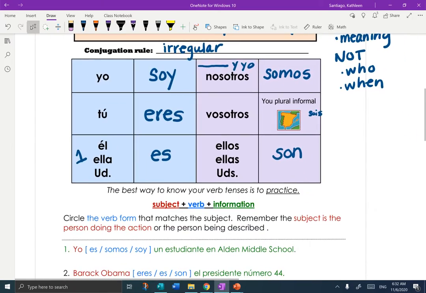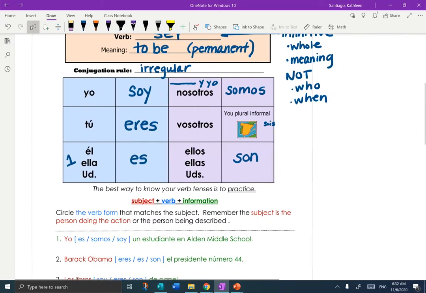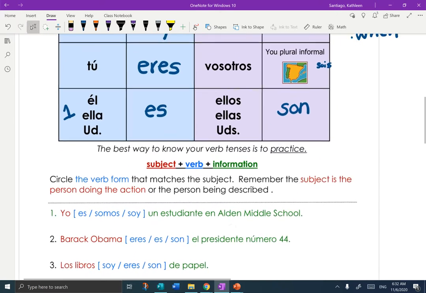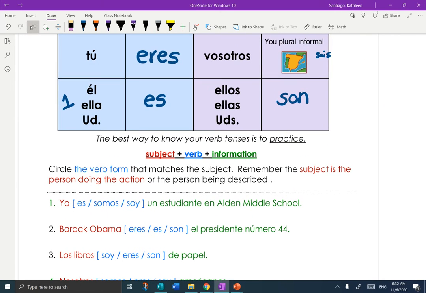So let's think about what we're doing below. I'm going to do one of each section with you. It says the best way to know your verb tenses is to practice. I have to agree with that. I think that's absolutely true. So looking at the format: subject, verb, information. The first section is asking you to circle the verb form that matches the subject. Remember, the subject is the person doing the action or the person being described.